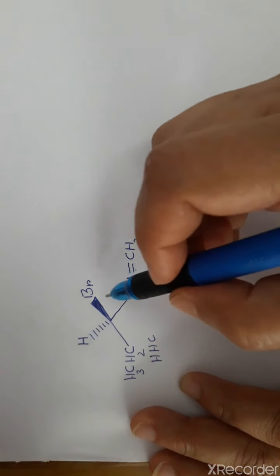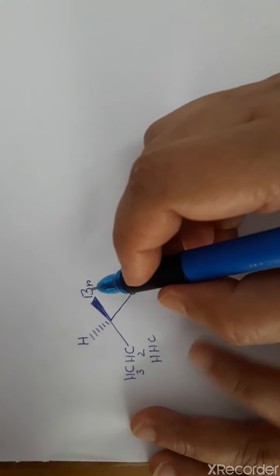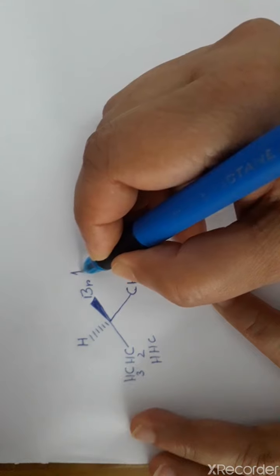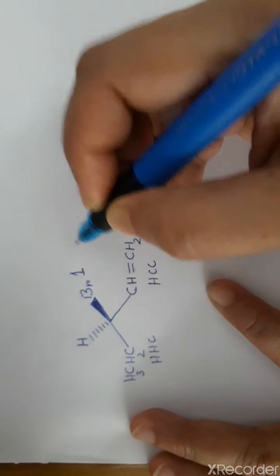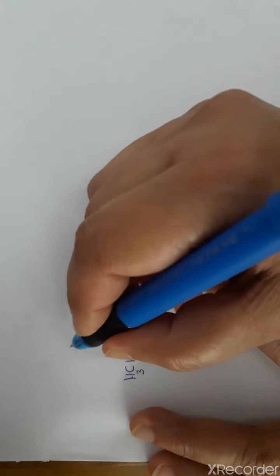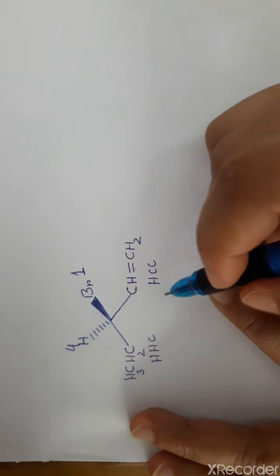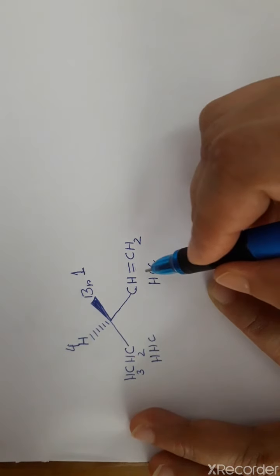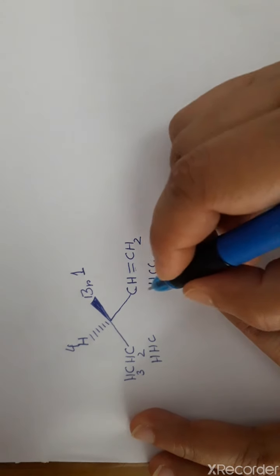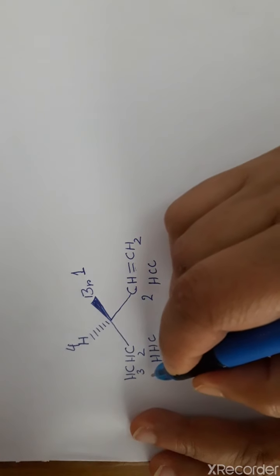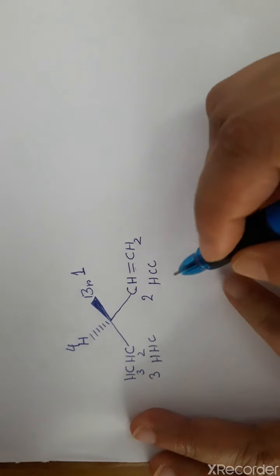Okay, now see the other atoms which are directly connected. Bromine has the highest atomic weight here, so it will get first priority. Hydrogen has the least atomic number, so it gets priority 4. Then among these two, this will be second and this particular group will be of third priority.